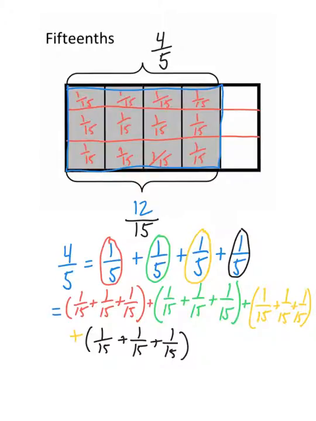So that's telling us how many groups do we have of 1/15. We've got 12 of 1/15, which is really equal to 12/15. So we are showing that 4/5 is equivalent to 12/15. We decomposed and we composed back together. And we showed it using an area model that 4/5 and 12/15 are equivalent fractions.